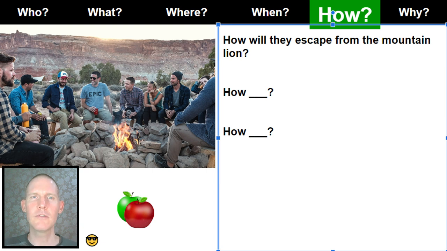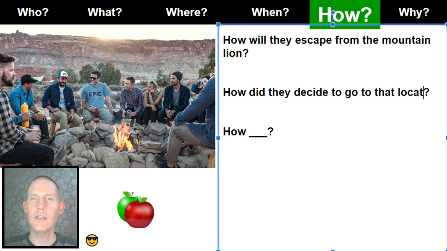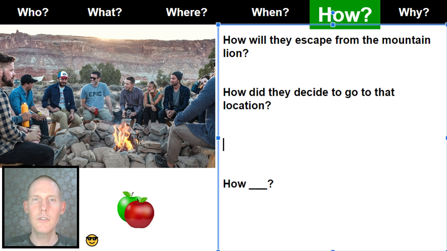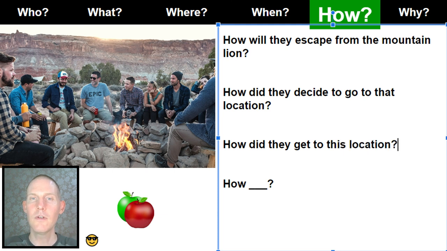They probably won't, but it's a good question. Merv Chelan Alp says, how did they go to that location? Okay, how did they, if you want to say go, we would have to say, how did they decide maybe to go to that location? Another option you could say is, how did they get to this location?